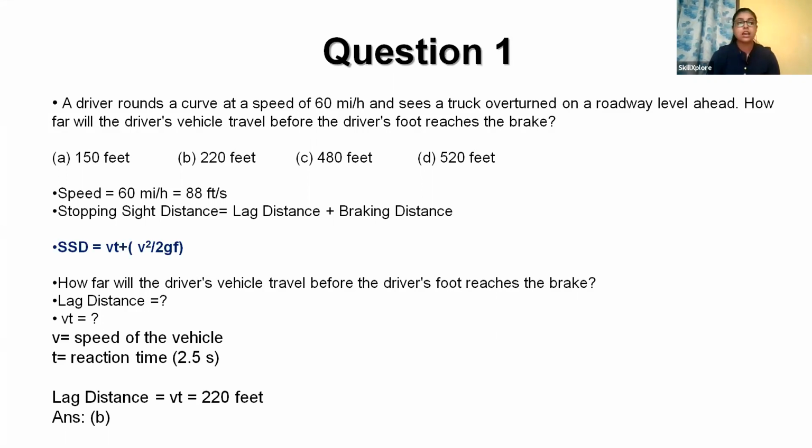So the lag distance is the speed of the vehicle into 2.5 seconds. First of all, we have to convert the speed into feet per second. 60 miles per hour is equal to 88 feet per second. After converting it, that value into the reaction time 2.5 gives 220 feet. So the answer is option B, that is 220 feet.